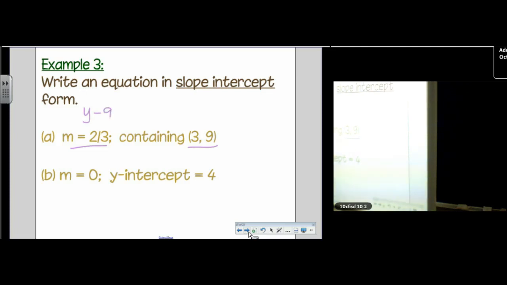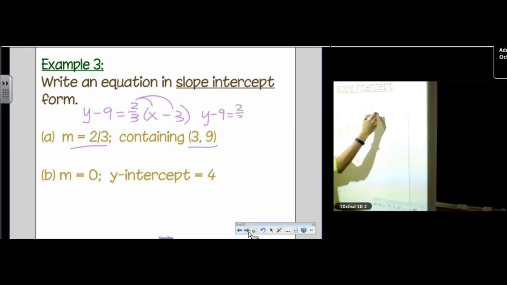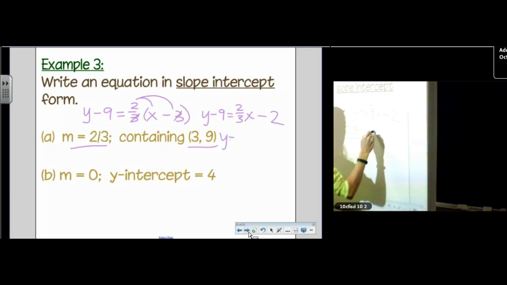So y minus y1 equals m times x minus x1. So then I'm going to distribute this guy right here. So I'm going to get y minus 9 equals 2/3 x minus 2. Do you see how the 3's are going to cancel? 3 in the denominator and 3 in the numerator. And then we just add 9 to both sides. Y equals 2/3 x. We have a plus 7 again, don't we?